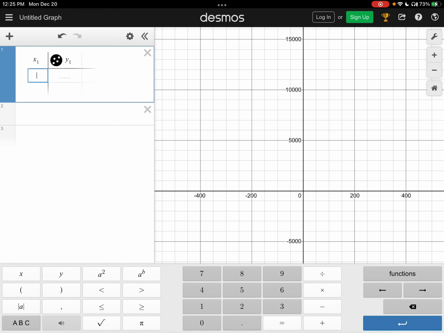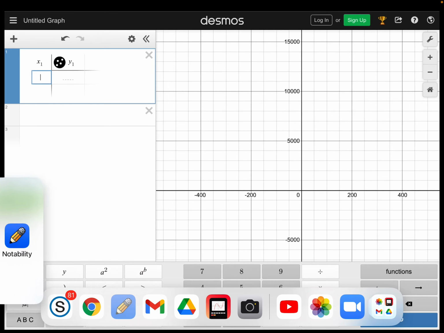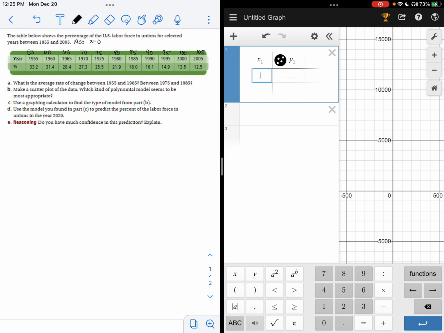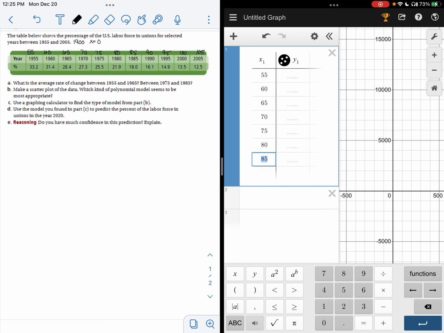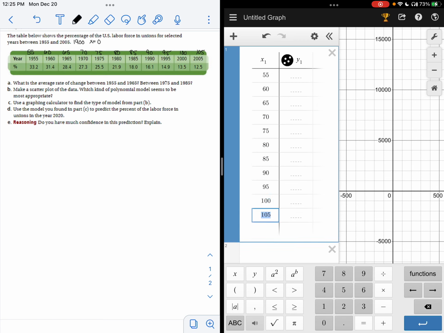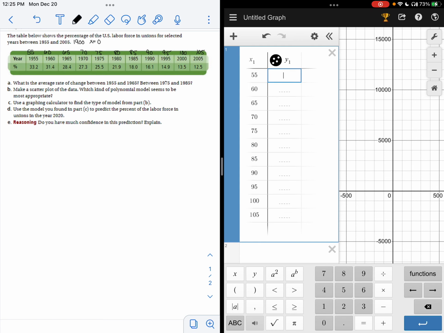All right, so to put this on Desmos, I'll do a split screen so I can actually see it. Down the x-axis is 55, 60. And I do believe they all count by 5, so what's nice about Desmos is that when it notices a pattern, you can just go all the way down to 105. Or you'll have to type it in by hand. It doesn't really matter as long as you're able to do it.